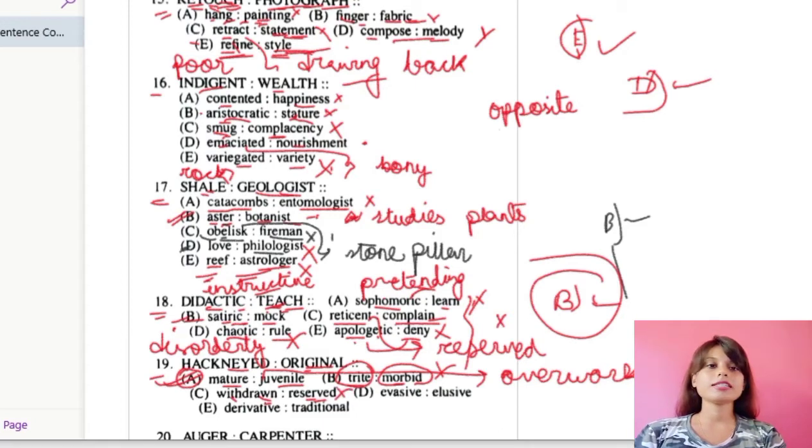Next is evasive and elusive. Now evasive means indefinite, something which is not definite enough. And elusive means difficult to find, catch or achieve. Okay, so I'm writing it down, difficult to achieve. Elusive means difficult to achieve.